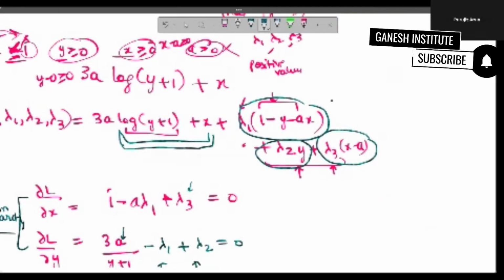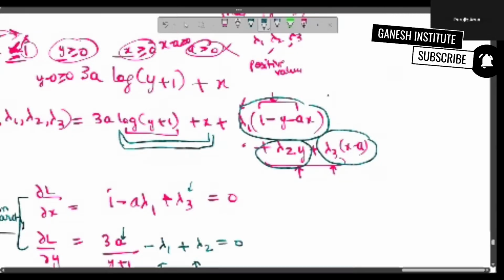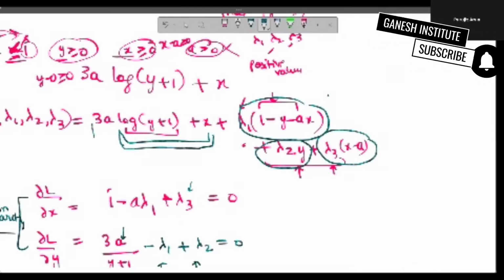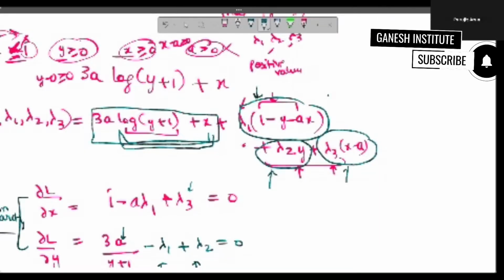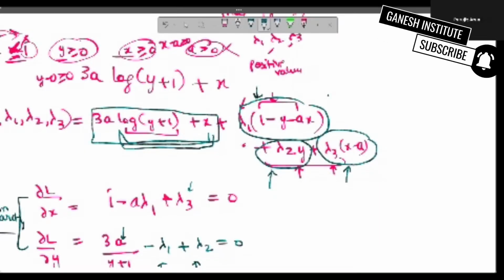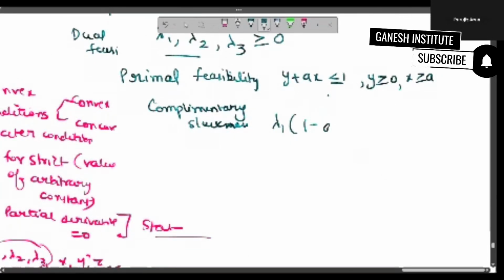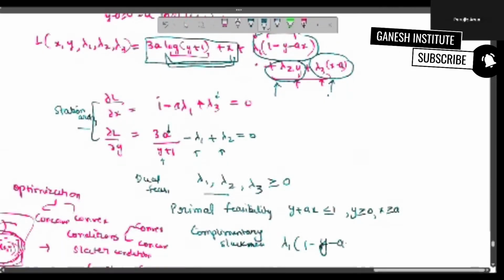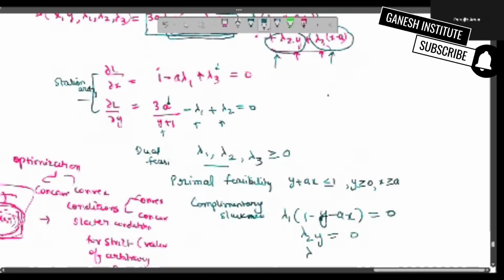So what does it mean? Slackness means the multiplier will be 0 if constraints are inactive. So just forget about the constraint x and y values and a value. Rest, whatever is there, the multiplier and the expression, put them 0. Lambda 1 minus, what was it? 1 minus y minus ax, put it as 0. Lambda 2y.